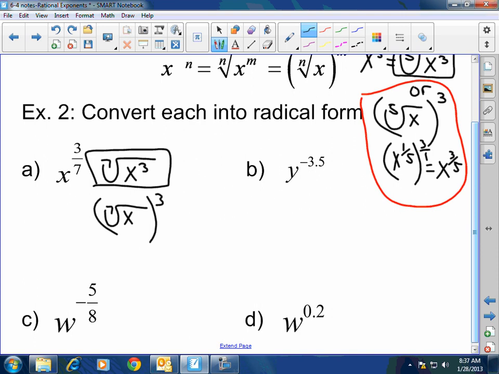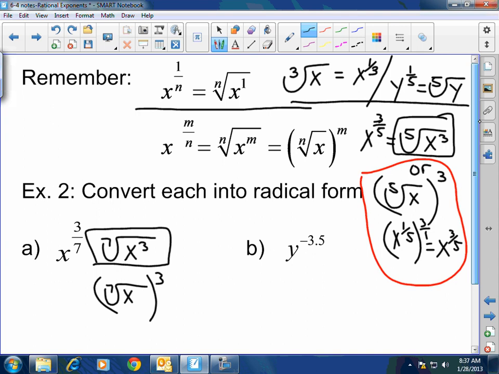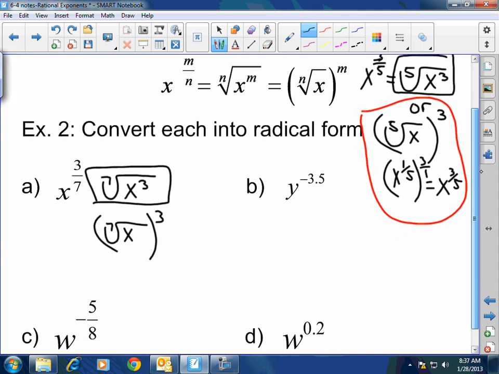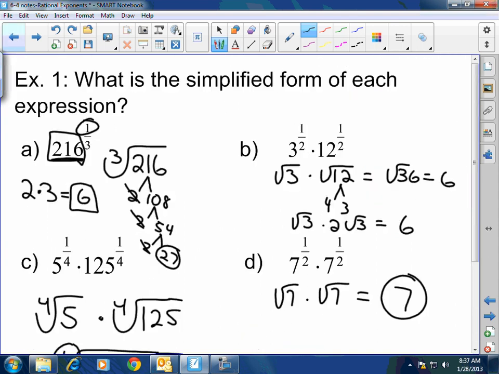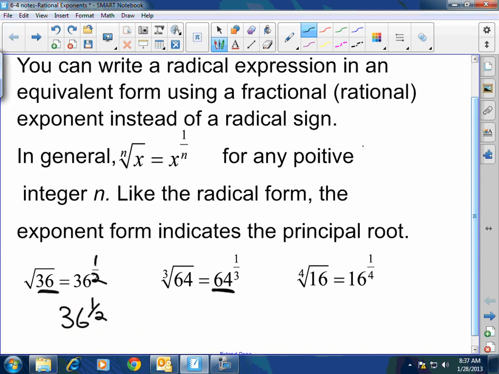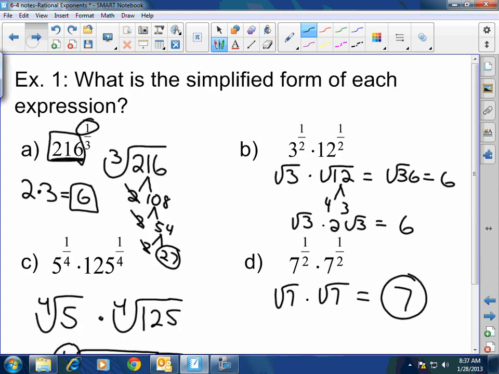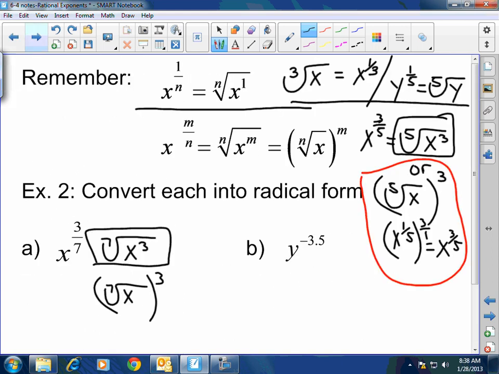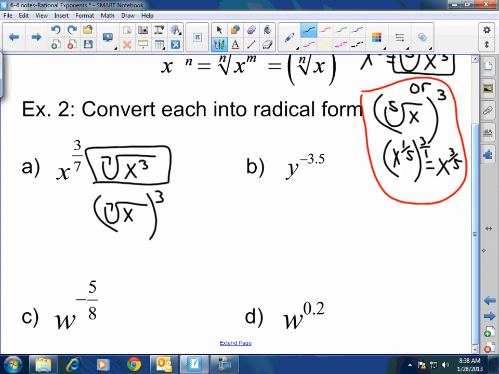n is negative here, okay? If you remember, when we first talked about this, it said, let me go back. Yeah, there we go, for any positive integer n. So we've got to make that positive. That's okay. We know how to do this.